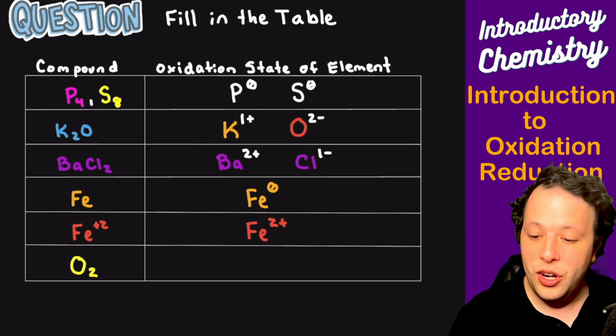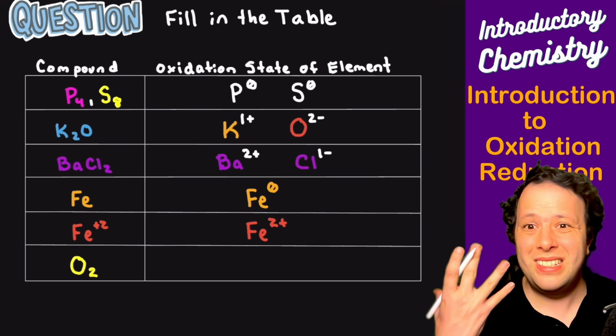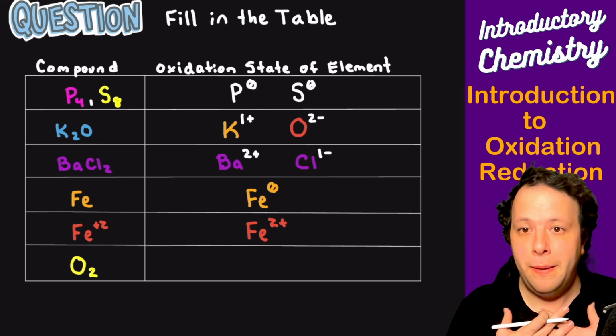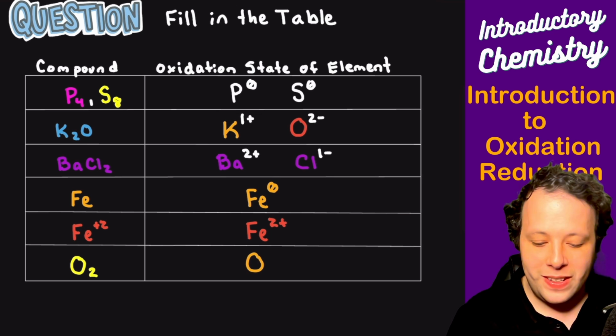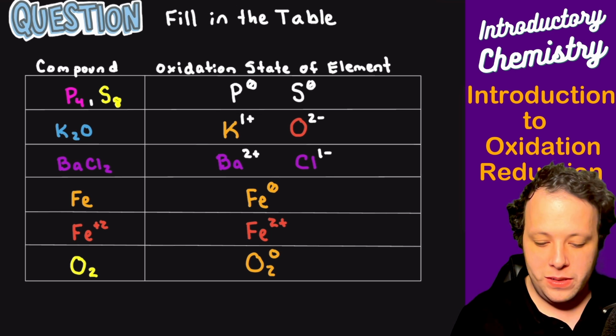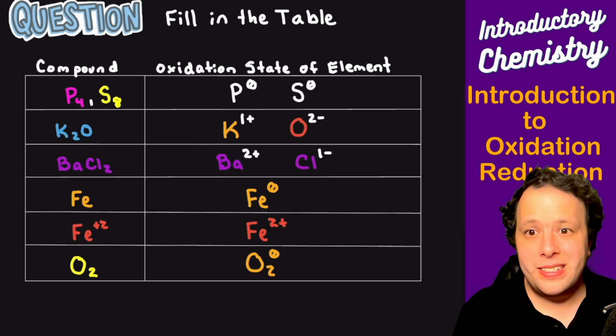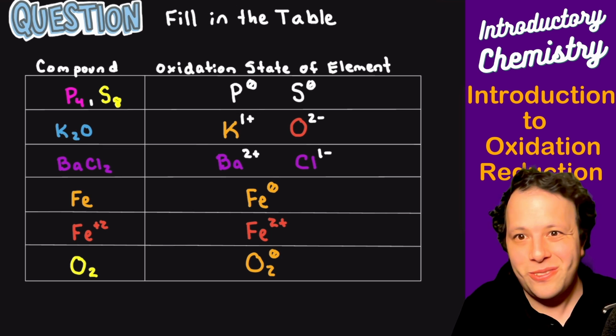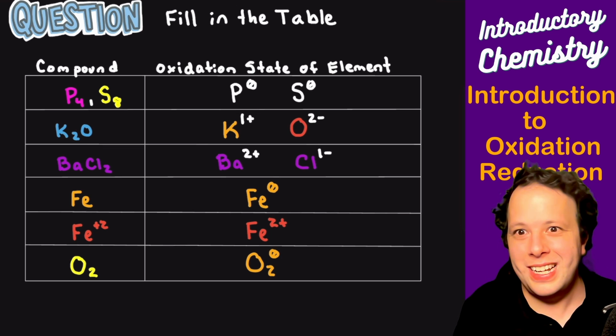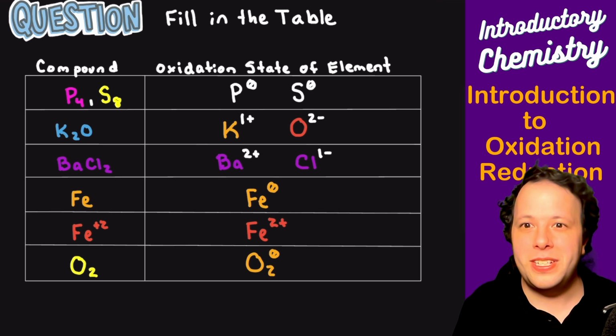The last one is O2. Well, O2 is the natural state of it, right? It's what you're breathing right now. So O2 is going to have a charge of 0. So this is how we can practice it. It's the same as your charges. The only difference is that they're called oxidation states, and it's more about how the electrons are moving.